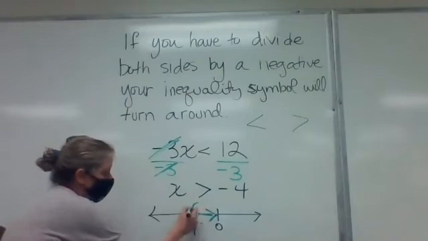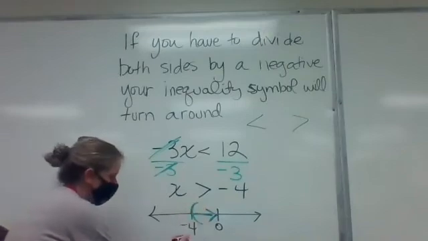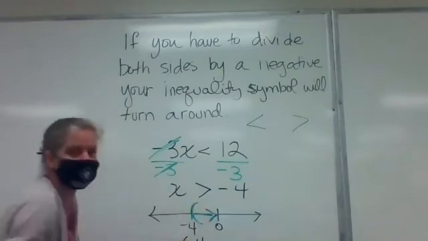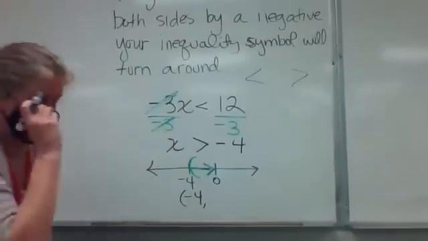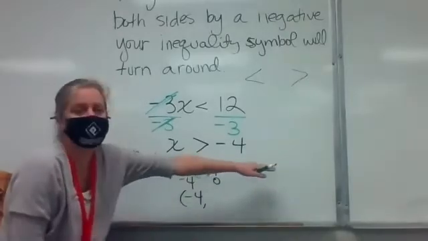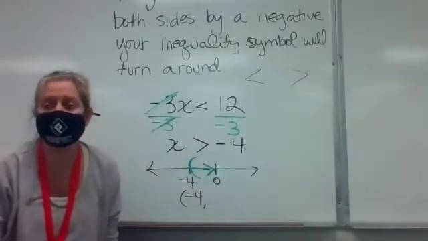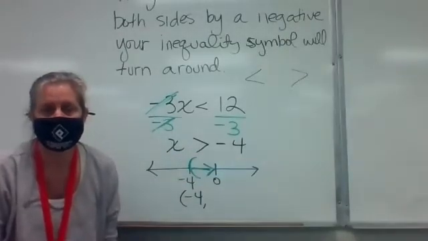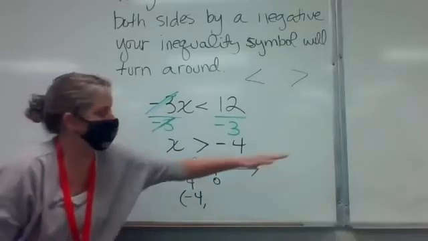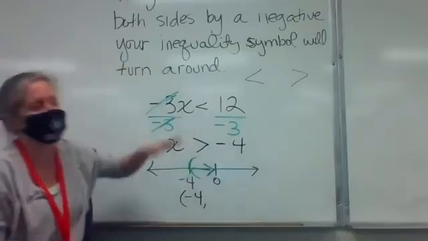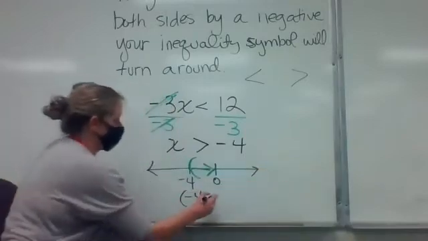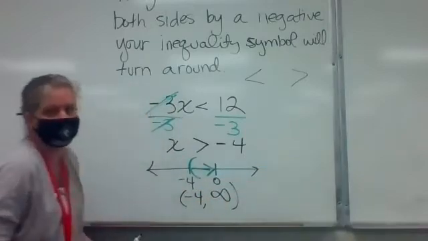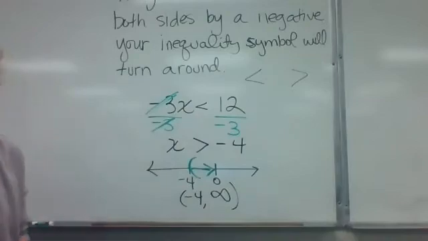So this is an opening symbol. So I'll have opening with a parenthesis, negative 4. And anytime you have an arrow going forever in one direction, it's either going to be going to positive infinity or negative infinity. If your arrow is going to the right forever, that side is to positive infinity, and infinities always have parentheses. Okay, try one like that.